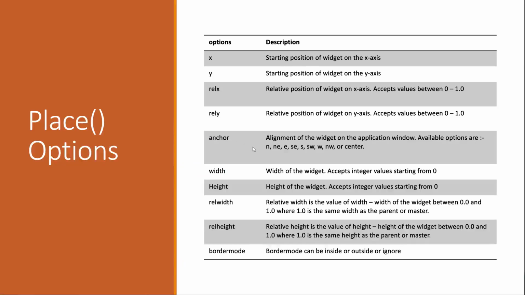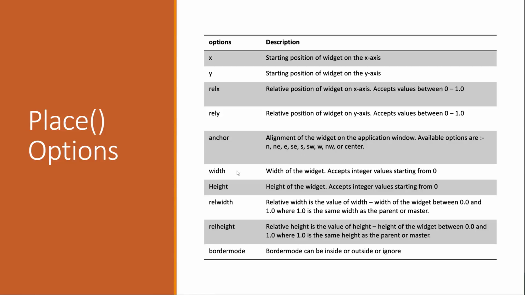Anchor allows us to position the widget on the screen depending upon the directions. The available options are north, northeast, east, and so on. You can type anchor equals to, and mention any one of the options out of these.